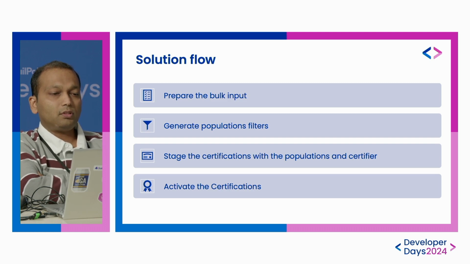So this is the entire solution flow for this design. The first step is to prepare the bulk input file for the certifications. The second step is to generate the population filters which will be used in the advanced certifications. The third stage is to stage the certifications with the population filters created. And the fourth step is to activate the certification. The entire solution is divided into four different parts, so we develop each part one by one, and then finally combine everything to complete the solution.